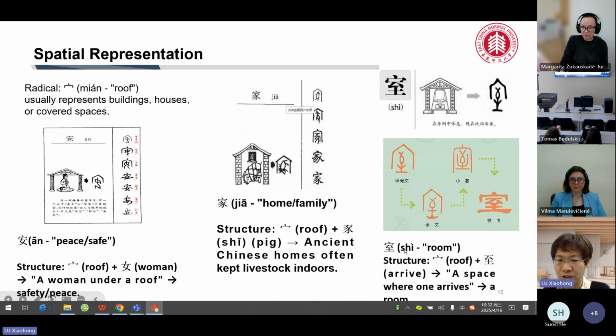So here, the roof is the upper part, and the lower part changes into this. Actually, the lower part here is 土, and also an arrow. So that means arrive. So 至 means arrive, a place where you arrive. So that's a room for you to take a rest. So that's the word 是 means.